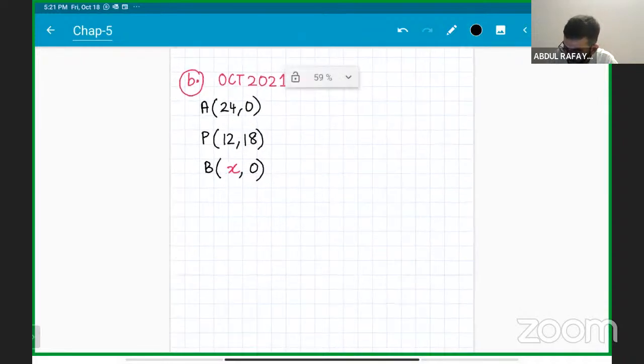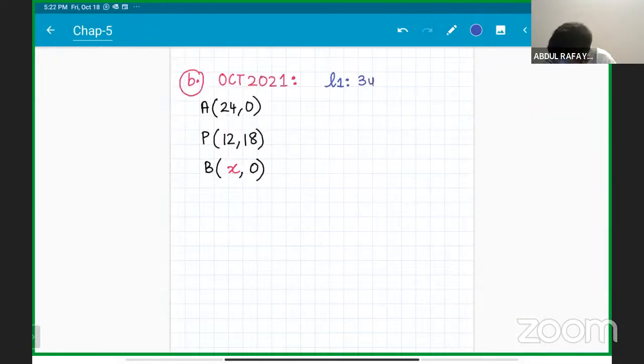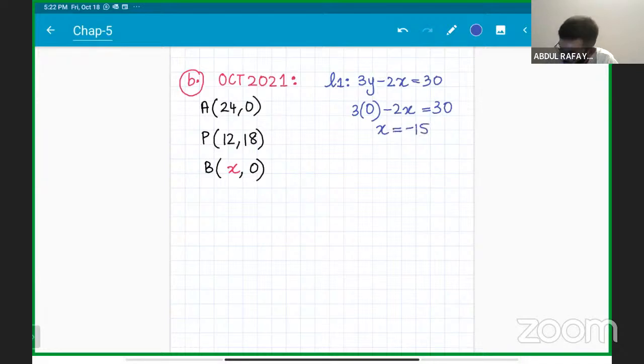What students need to understand is that the line L1 was 3y minus 2x equals 30. So you will substitute into this: when y is 0, what is the x value coming? That is basically coming negative 15. People understood? Got it? Students clear? When y is 0, x value.